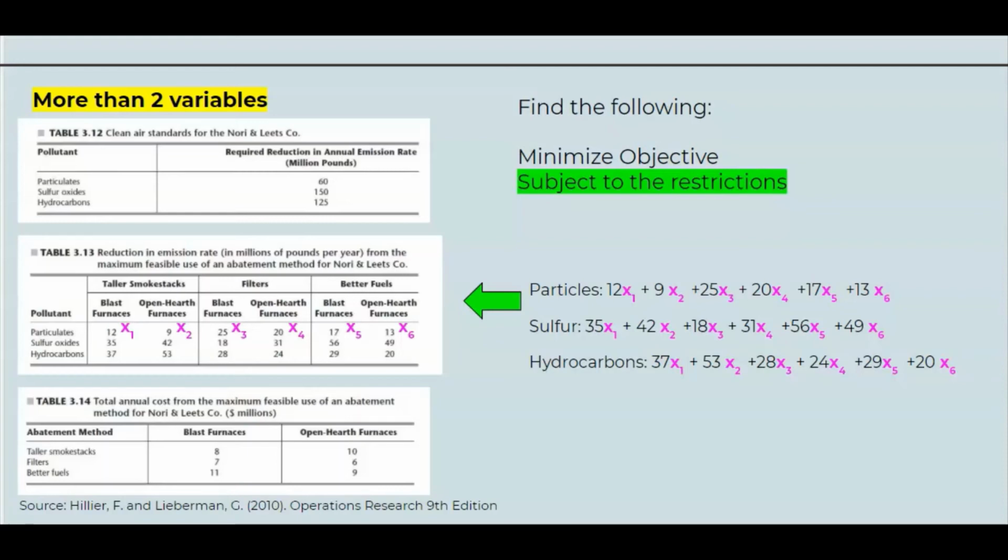Now from here, we only have the constraint equation. We don't have the restrictions. We need the restrictions, which is at the end of the equation where we have greater than or less than a number. So looking at this, we have particles, the sulfur and the hydrocarbons. We need a value of sulfur and we need a value for the hydrocarbons.